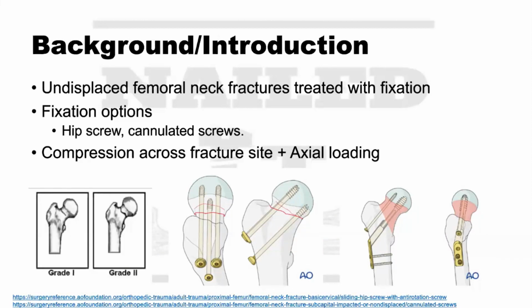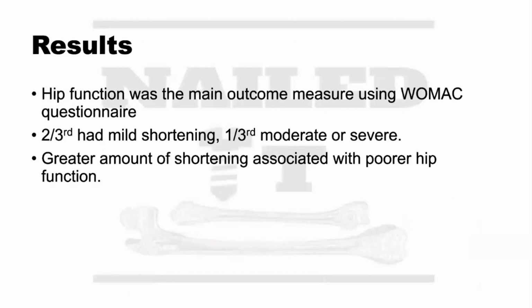So now we're going back to the results. The main outcome was hip function, which they measured using the WOMAC questionnaire. They found that two-thirds of those fractures fixed had mild shortening, and one-third had either moderate or severe shortening. The major conclusion, after adjusting for the surgical treatment, was that a greater amount of shortening is associated with poorer or inferior hip function.